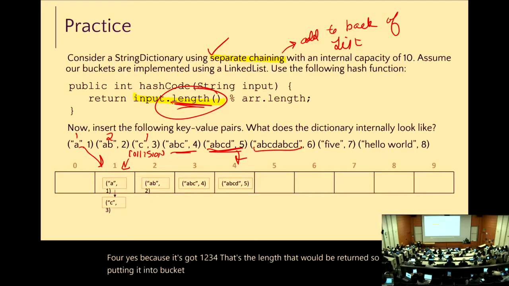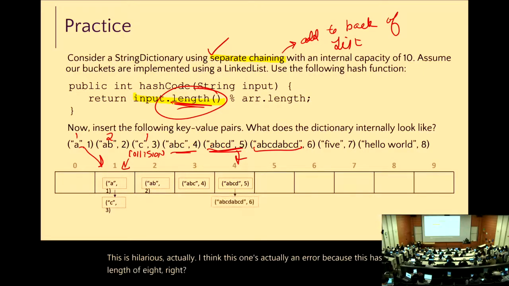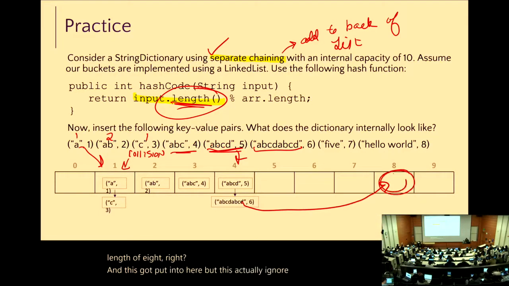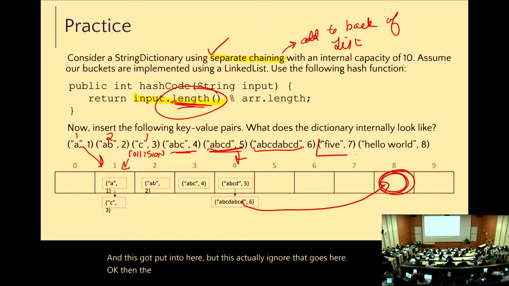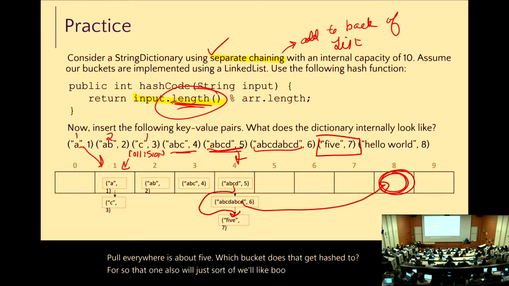Okay, what about this one? Eight? This is hilarious, actually. I think this one's actually an error, because this has a length of eight, right? And this got put into here, but actually, ignore that. That goes here. Then the one that I believe the Poll Everywhere is about, five. Which bucket does that get hashed to? Four. So that one will also just add on there.